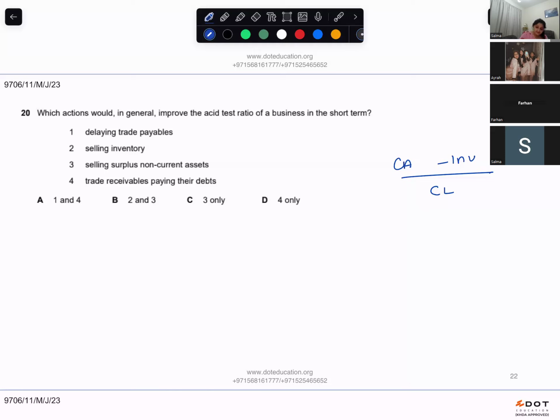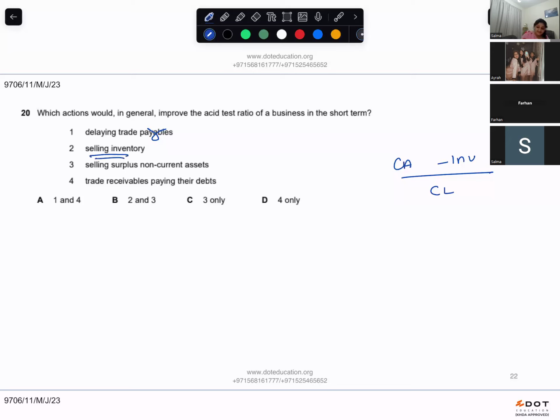So reduce current assets. It won't be decreasing trade payables; would it increase current liability? No. I want to improve the acid test ratio. If I am delaying trade payables, that means neither cash is going out, nor is the liability reducing. It is not going to improve my acid test ratio. It is not going to improve the current ratio.